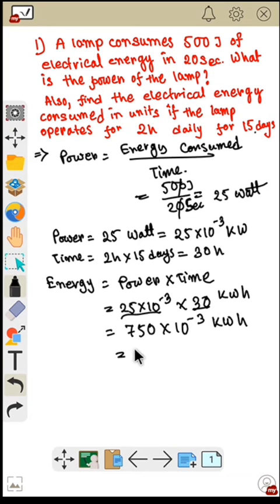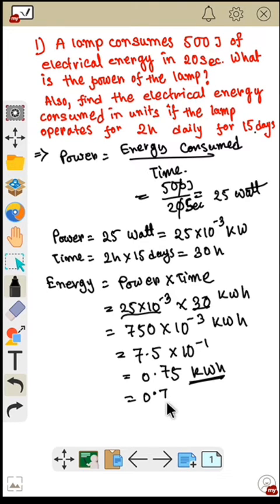So we can write it as 7.5 into 10 to the power minus 1, or 0.75 kilowatt hour. Now kilowatt hour is equal to unit. So 0.75 units. So our answer is 0.75 units, because we have to calculate the energy in unit. So we have calculated the energy consumed in units.